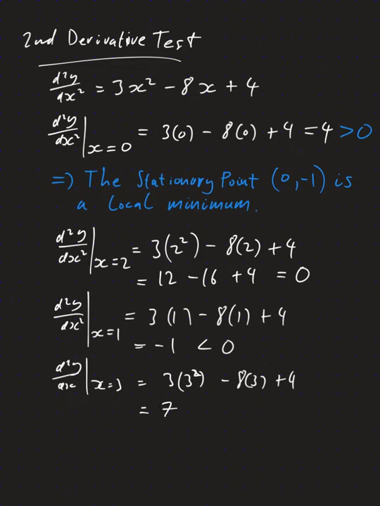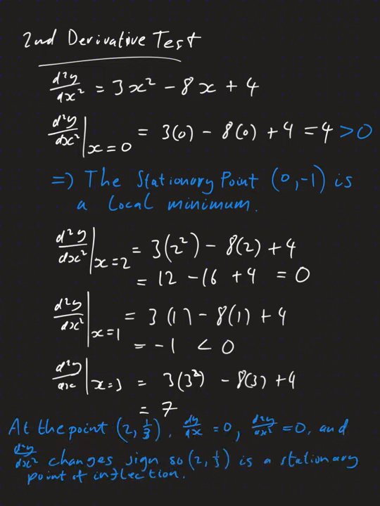So now I have that at x equal to 2, we have 0 first derivative, 0 second derivative, and the second derivative changes sign. So that means we have a stationary point of inflection. And that's both of our stationary points accounted for. So that's all of the maxima, minima, and stationary points of inflection that there are. There's one local minimum, and there's one stationary point of inflection.